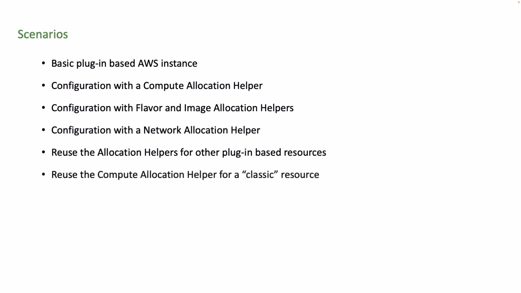Finally, we'll see that we can also leverage the new allocation mechanism for resources based on other technologies, not only on the new plugin-based technology. More specifically, we'll dynamically configure a resource from a type that already existed before this new feature, which will be a KMS key in our case, and we'll reuse the computer location helper for this purpose to make sure the key ends up in the same place as our volume so that we can use it to encrypt the volume.